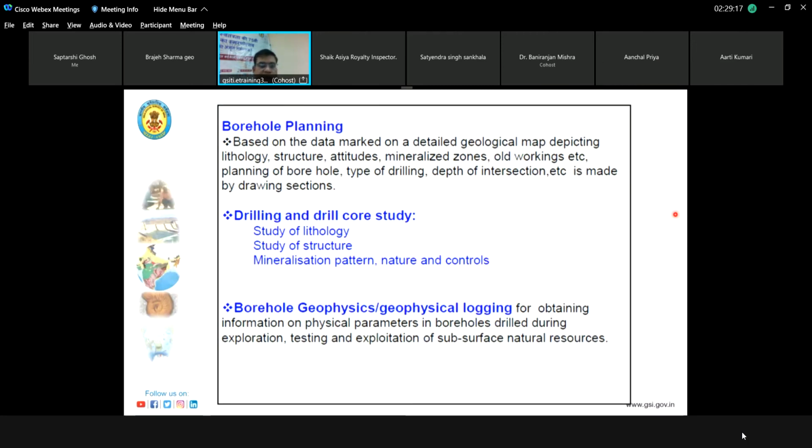Then drilling and drill core study of lithology, then study of structure, mineralization pattern, and nature of controls from the drill core. Then borehole geophysics and geophysical logging. Along the borehole, we put the geophysical instruments down the borehole and get the geophysical signatures of different lithologies or different horizons encountered along the borehole.